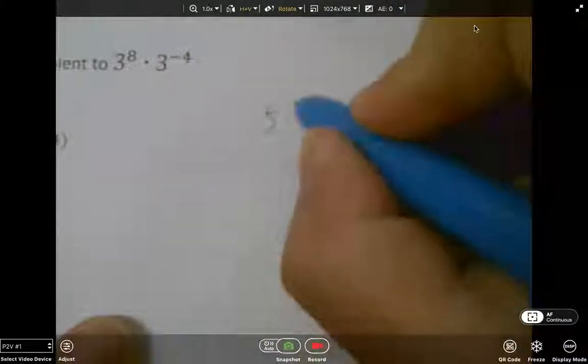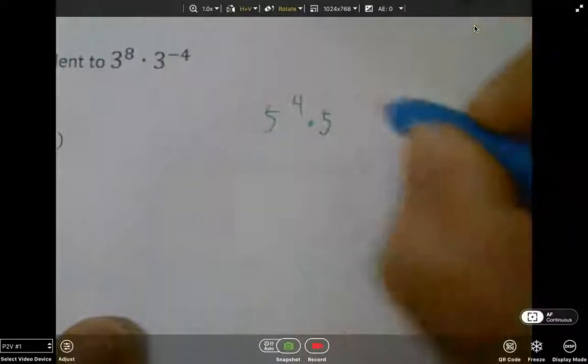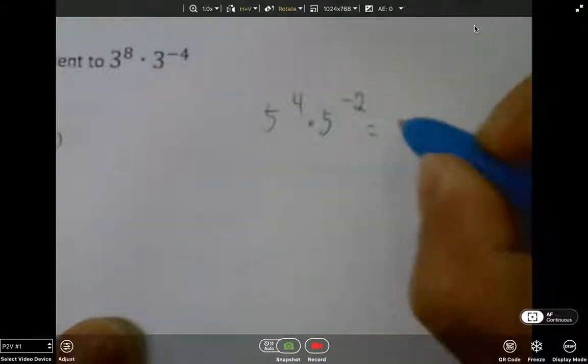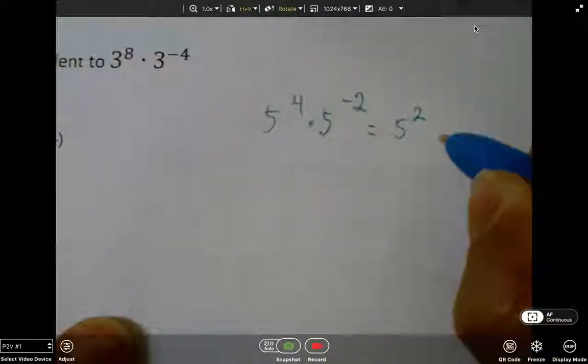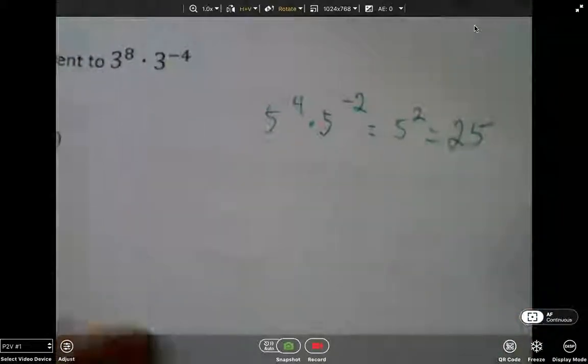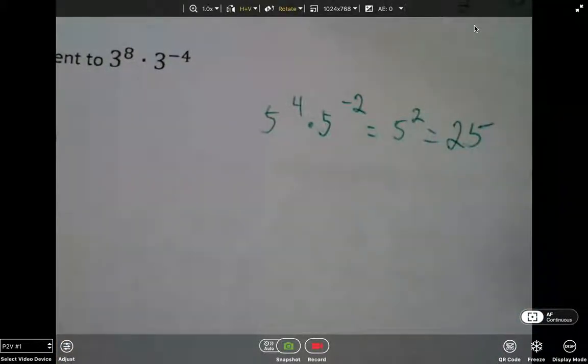And then the last one, number 27, an example similar to this. So you have 5 to the 4th times 5 to the -2. Add the exponents, this is 5 squared, which is also equal to 25. Hope that helps you review exponent rules for the quiz, retake, and the test that will eventually happen in 4th quarter.